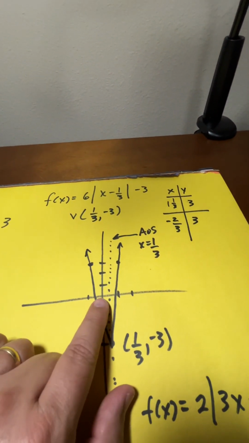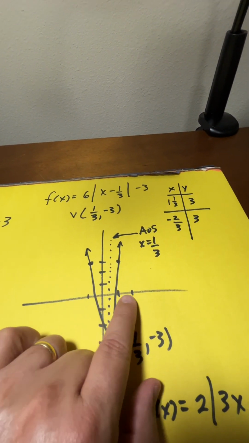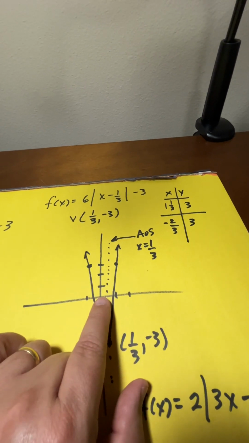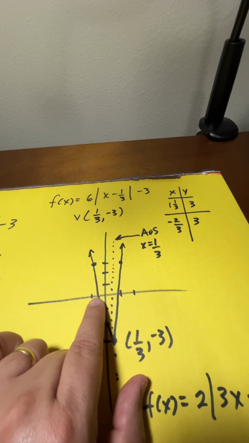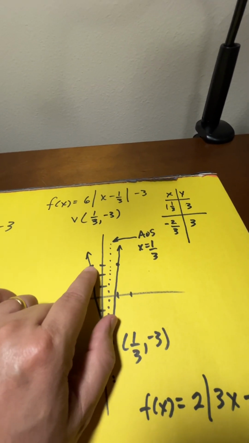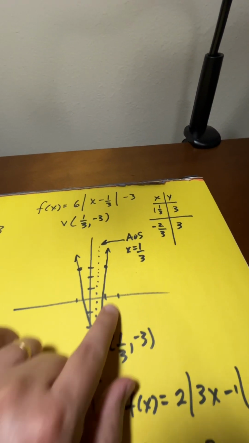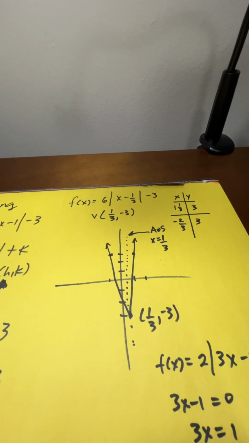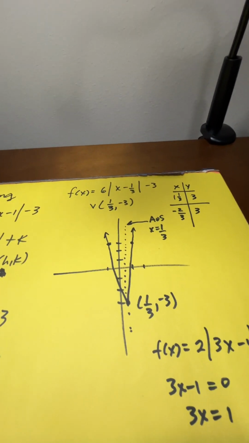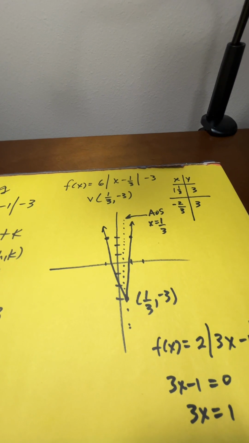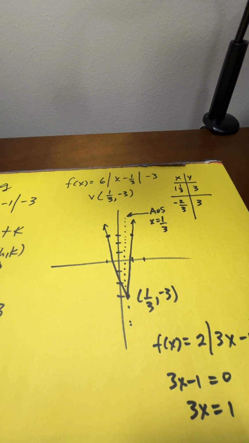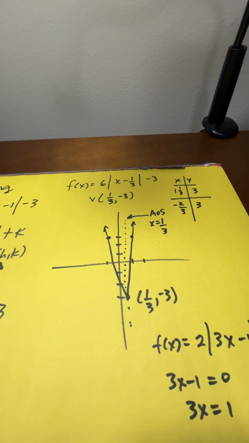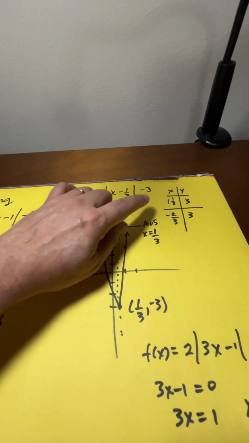So what I did was I plotted those. So I have 1 1/3 and 3, and then I have negative 2/3 and 3. So that's where those 2 points came from. So here's my vertex. It's a V that's opening that way with this axis of symmetry. So that is a second way to graph this, and I think it's a more effective way because you really only need 3 points. You need the vertex, and then you need 2 points in your table.